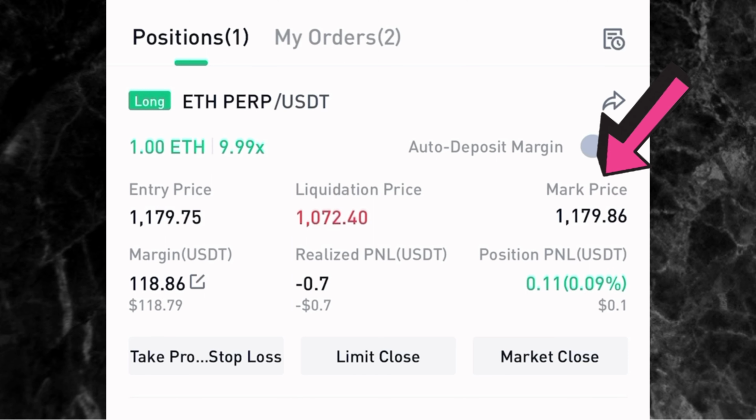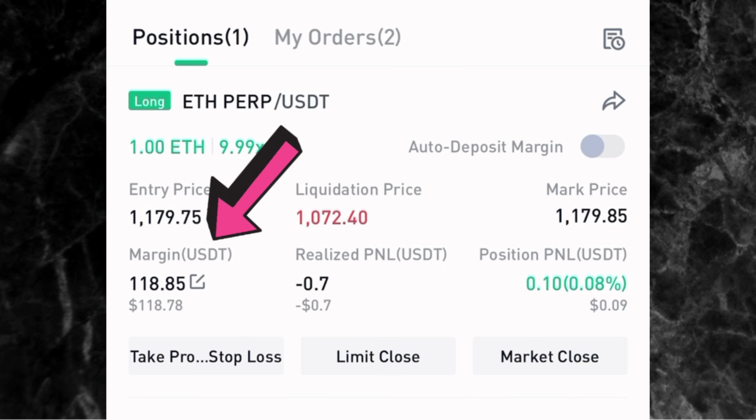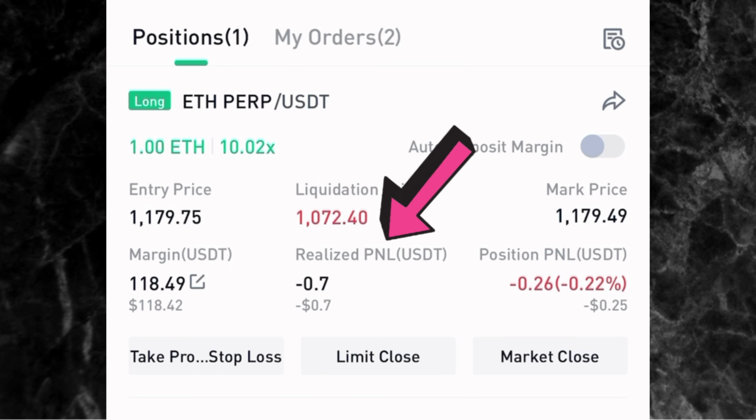The next one is the mark price. Mark price means the current price of the market. So it will be showing you how it is going up and how it is going down. And the next thing is the margin. The margin means the amount of money you are using for this trade. So right now, we entered this trade with 118 USDT. And next thing, you'll be seeing your realized PNL in USDT. That is your profit or loss that you have made or lost. So you can see right now we are on minus 0.7 USDT. So we are currently losing.